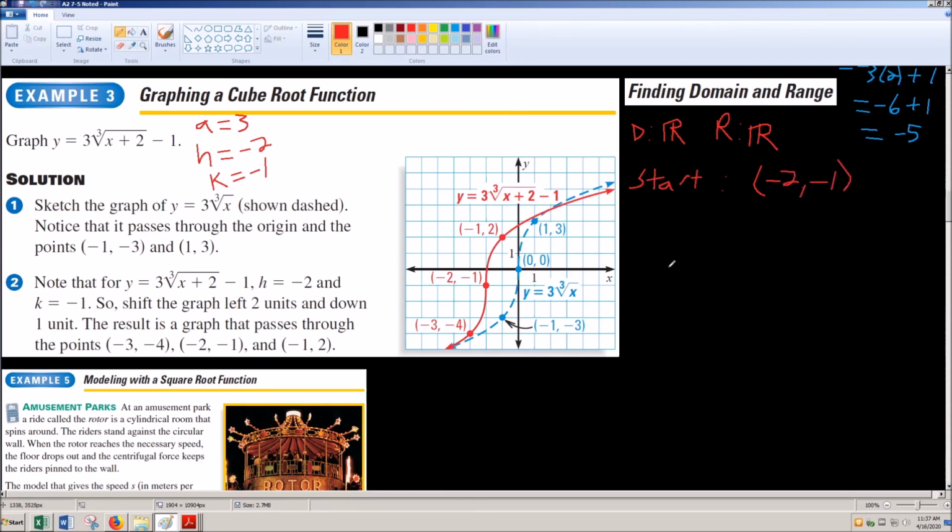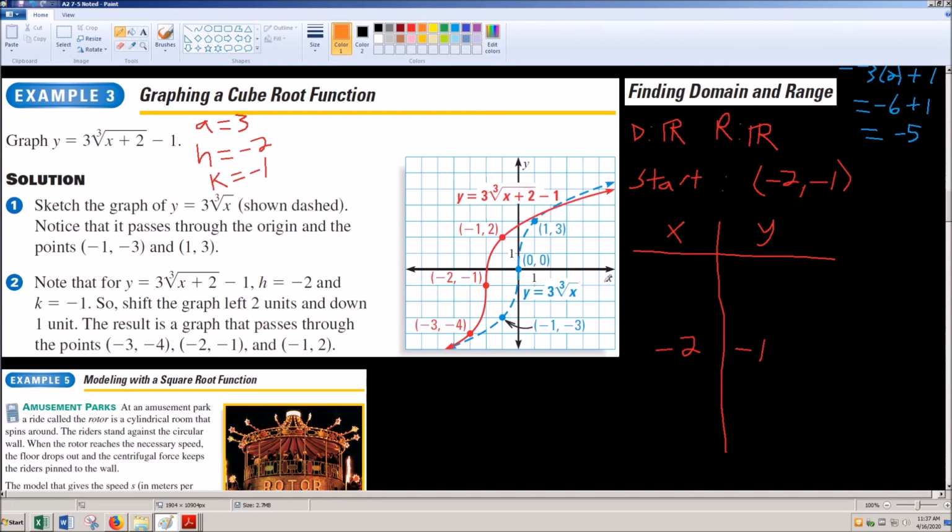And I'm actually going to put that in the middle of my t-chart now because I want to be heading out in both directions. Not 2 units specifically, I'm going to move out 1 and 8 units specifically. So here's x, here's y, and here's my negative 2, negative 1. So there's my middle point.